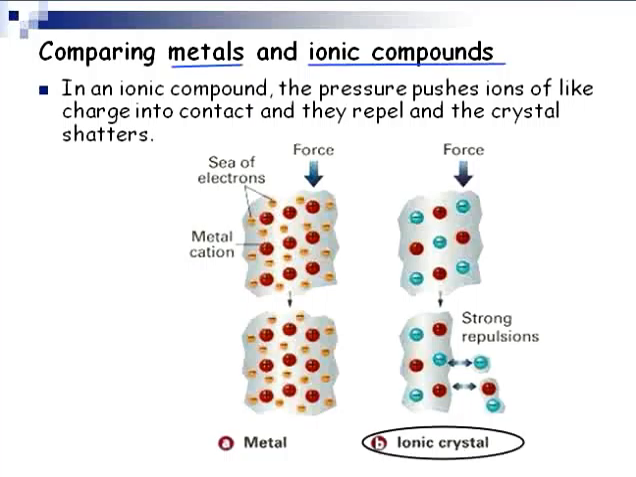And that's the ionic crystal. That's down here. On the left, you see a force. This force is pushing down, and you see it just slides past with a metal. So they're not repelling because we have these free electrons here, a sea of electrons. So this compares metals and ionic compounds when a force is added. In an ionic crystal, the crystal shatters. In a metal, it can be formed into different shapes.